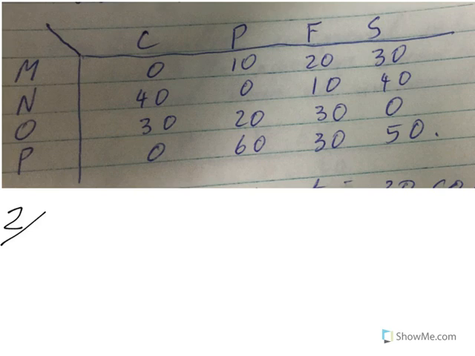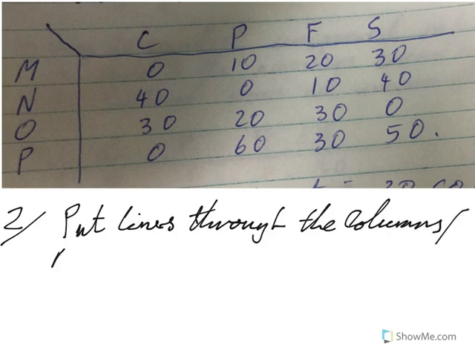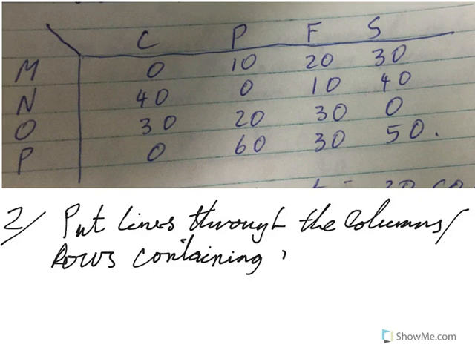Alright, and the fewest possible lines. So once we've got a line through a 0, then you only need one line through the 0 at the moment. So put lines through the columns or rows containing a 0. And we want the least number of lines.